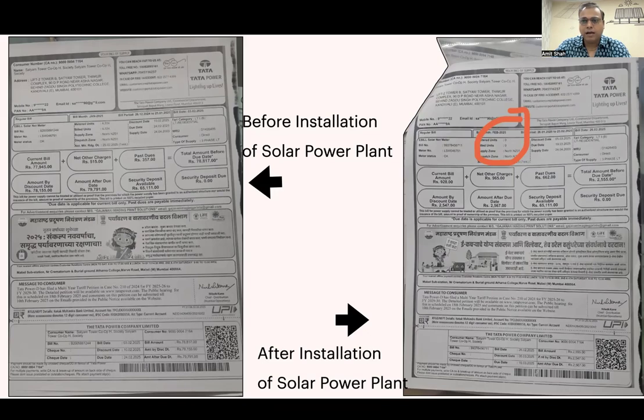And you can see I have also highlighted the meter unit and bill unit. Earlier it was somewhere around 4,300 units in a month, and now it's somewhere around 0 units. So you can see the difference, wherein 78,000 rupees of monthly bill can be converted into just 2,500 rupees.